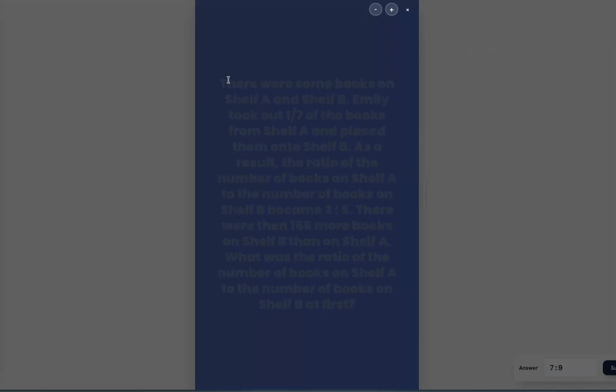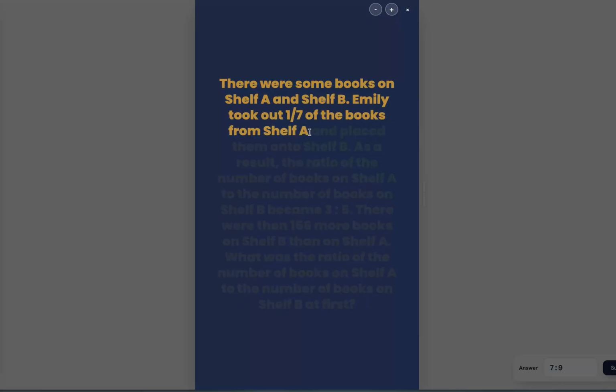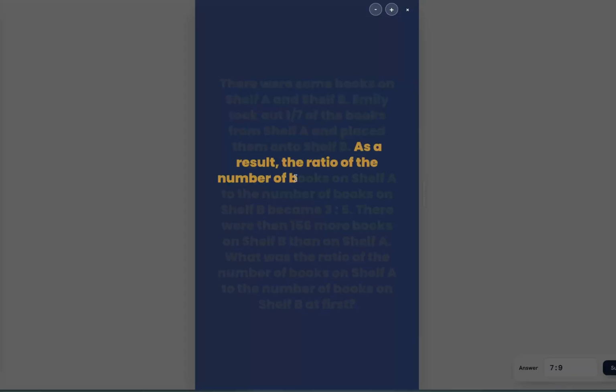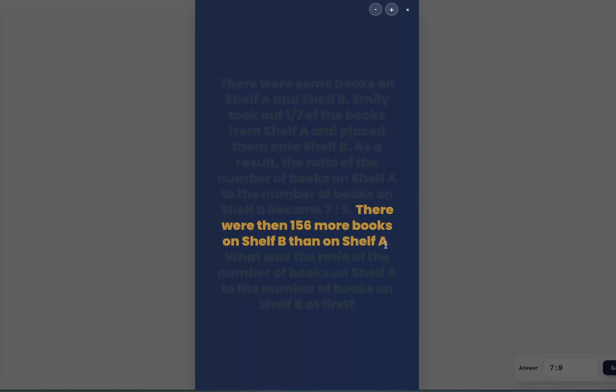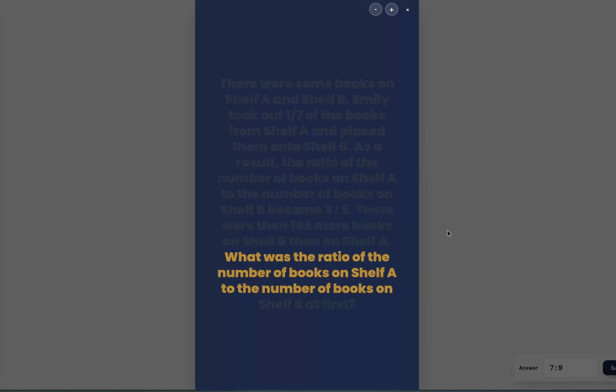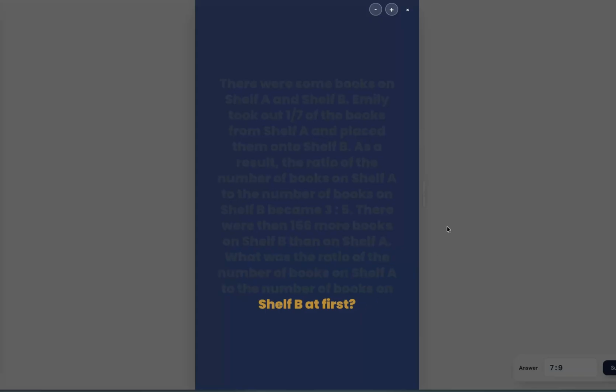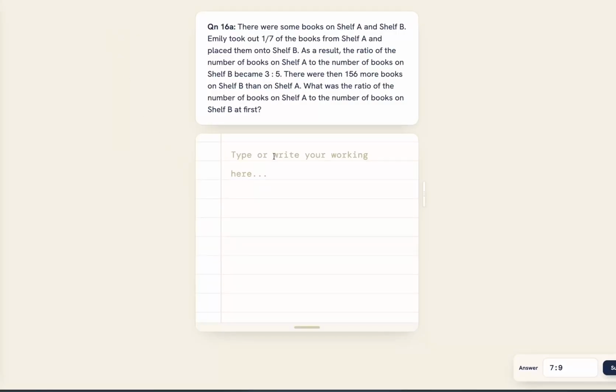Question 16, part A. There were some books on shelf A and shelf B. Emily took out 1/7 of the books from shelf A and placed them onto shelf B. As a result, the ratio of the number of books on shelf A to the number of books on shelf B became 3:5. There were 156 more books on shelf B than shelf A. What's the ratio of the number of books on shelf A to the number of books on shelf B at first? So this is where we can use the before, change, and after table.